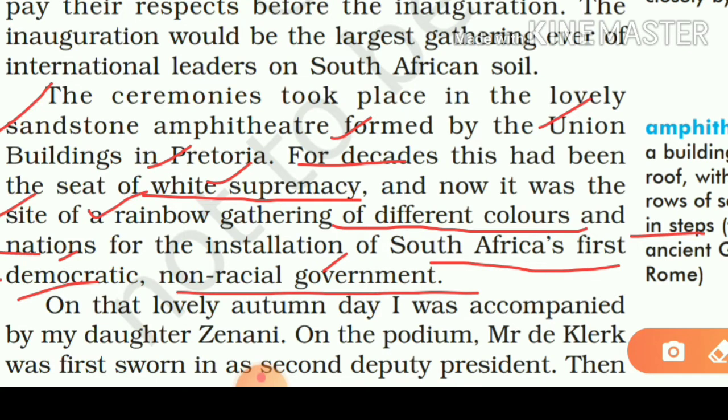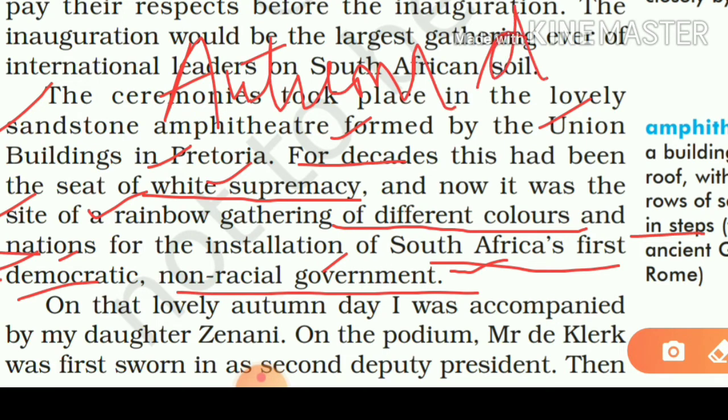Now you are often asked what was being celebrated on 10th May 1994. Fine. So you get your answer here. It was the day of installation of South Africa's first democratic non-racial government. Fine. One more question is asked: how can you say that 10th May is an autumn day? This is a very important question I am going to tell you. It is asked how can you say that it was an autumn day?